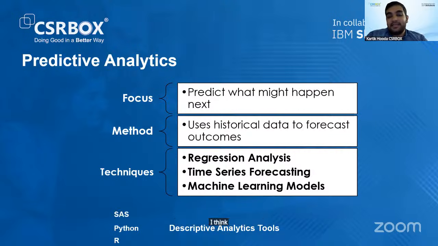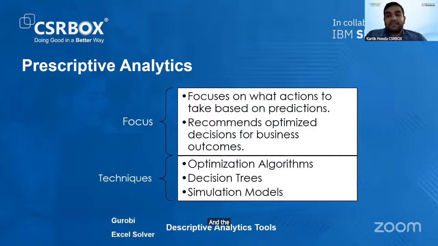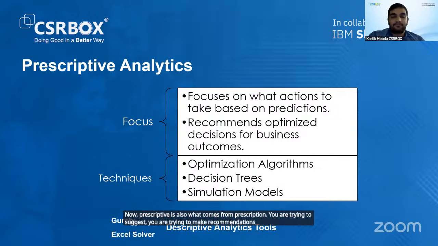I think this might be the easiest for you all to understand. We'll not be spending a lot of time. When we want to predict what might happen based on the past data that we had, that is predictive analytics. And the last is prescriptive analytics. Prescriptive also comes from prescription. You are trying to suggest, you are trying to make recommendations.